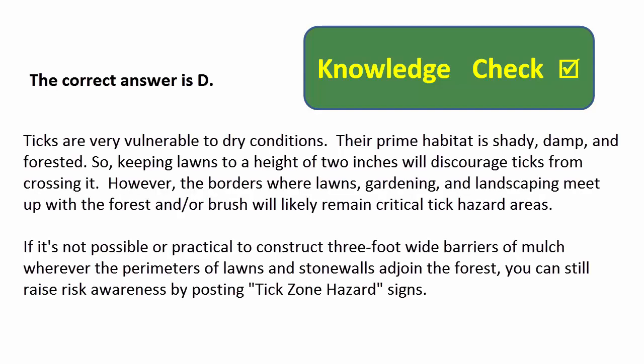Ticks are very vulnerable to dry conditions. Their prime habitat is shady, damp, and forested, so keeping lawns to a height of 2 inches will discourage ticks from crossing it. However, the borders where lawns, gardening, and landscaping meet up with the forest and/or brush will likely remain critical tick hazard areas. If it's not possible or practical to construct 3-foot wide barriers of mulch wherever the perimeters of lawns and stone walls adjoin the forest, you can still raise risk awareness by posting tick zone hazard signs.